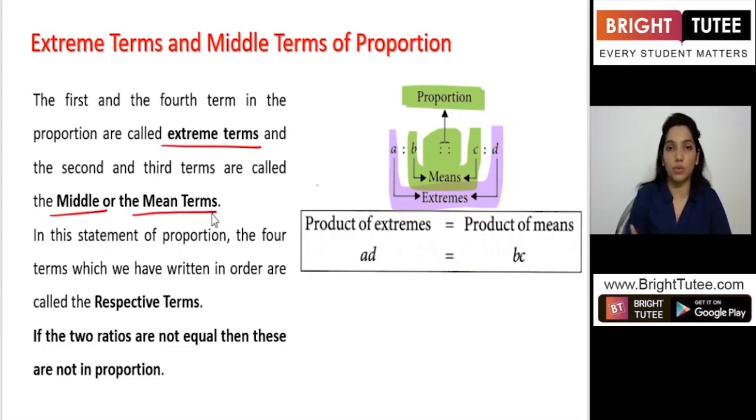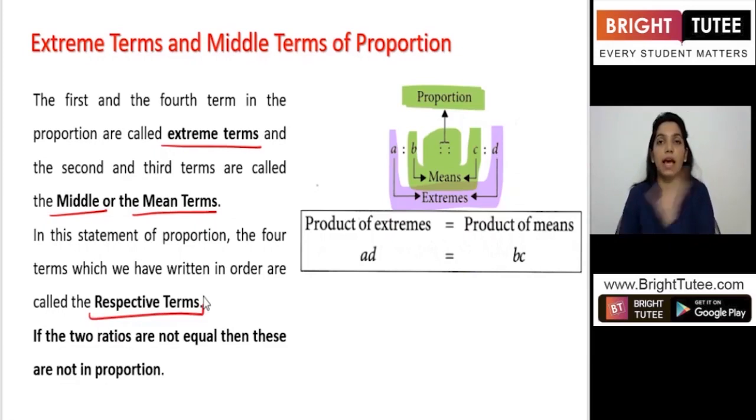Any name you can use, either middle terms or mean terms. In this statement of proportion, the four terms which we have written in order are called the respective terms. So what are the respective terms? A, B, C, D. And this is how we must write them. You cannot write A's to C, D's to B. Make sure that you write it in order.